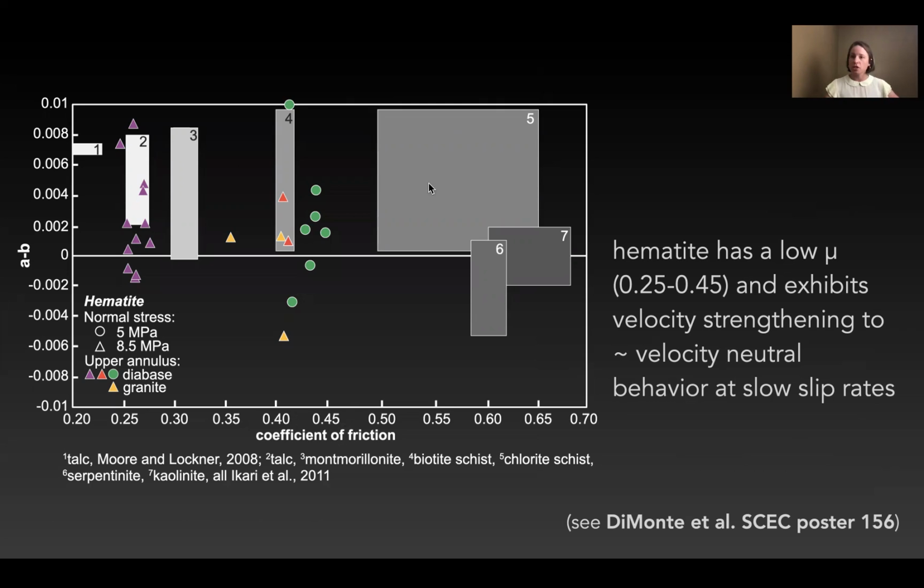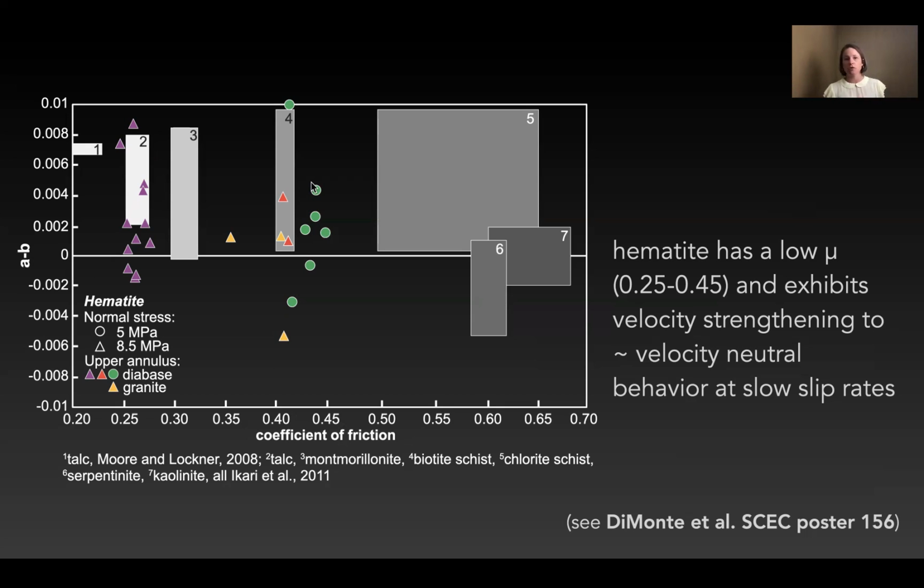And so this textural comparison and our prior hematite deformation experiments are motivating brand new deformation experiments at slow slip rates. What I'm showing you here is brand new data from graduate student Alex Demont. If you want more information, I encourage you to check out her SCEC poster 156. And so I'm plotting some of her hematite helium deformation experiment data as coefficient of friction versus the frictional rate parameter A minus B. Her data are the colored symbols.